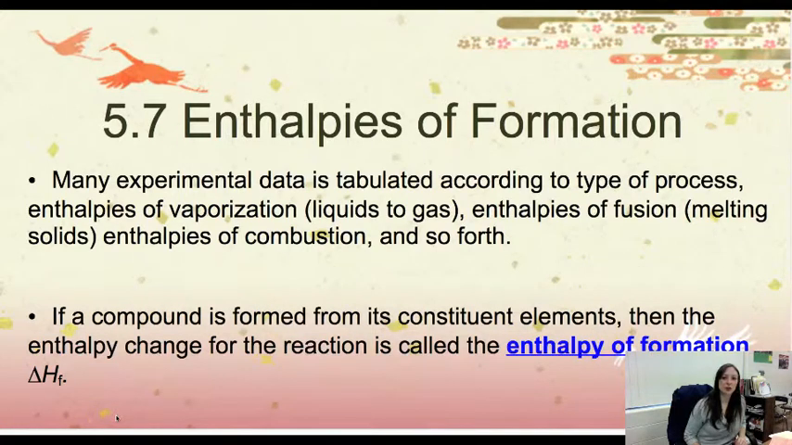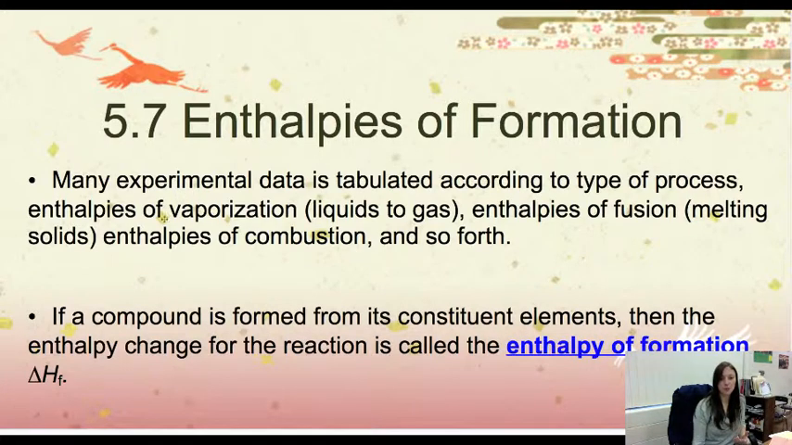Okay, in the last video for the chapter here, 5.7, we're going to look at what are called enthalpies of formation. So there are many different types of processes you can have, different types of chemical reactions. So there's lots of different data for the enthalpy values associated with those chemical reactions and the different types. So you see here some of our examples.